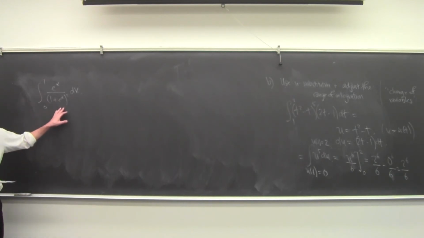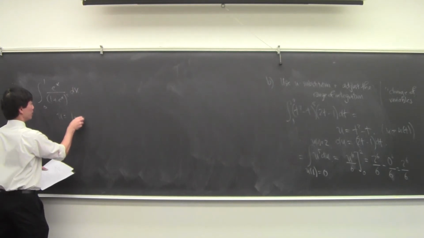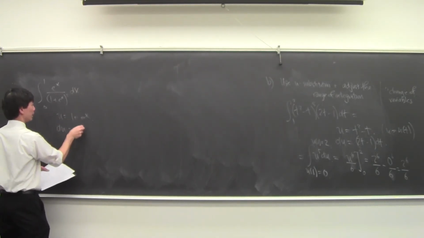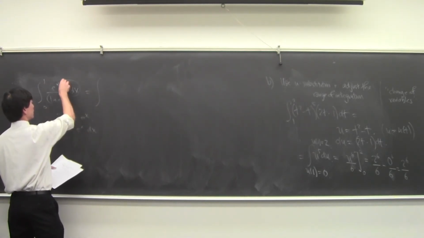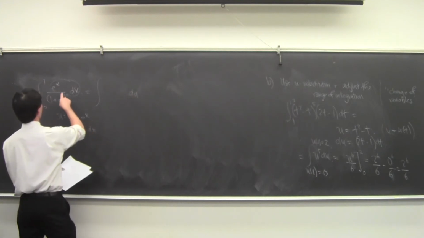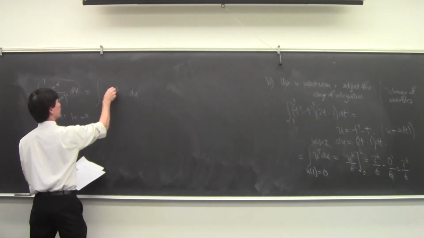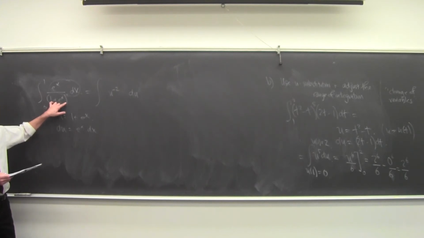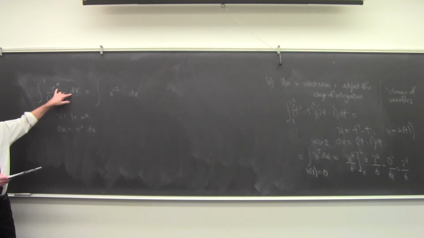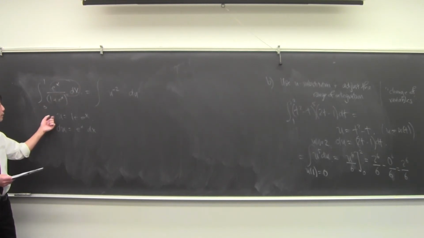Okay, so what do you choose as your u? 1 plus e to the x. du is just going to be e to the x dx. And so this thing turns into e to the x dx, that's my du, and then I've got 1 over u squared. So I've got u to the negative 2 here, and I've got a du here. Everybody okay? And then you change your range of integration.